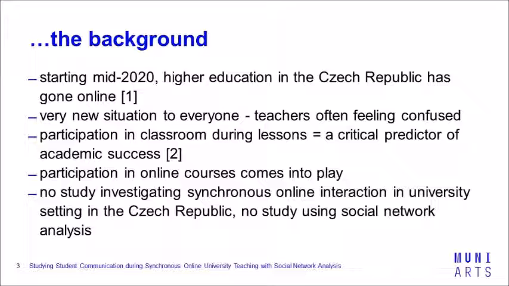Now, what is important to say is that active participation and interaction in classroom during lessons was found to be a critical predictor of academic success, whether we're talking about high schools or universities. So if students are active live during lessons, face to face, if they interact, if they have dialogic lessons, then it's a good predictor of academic success.